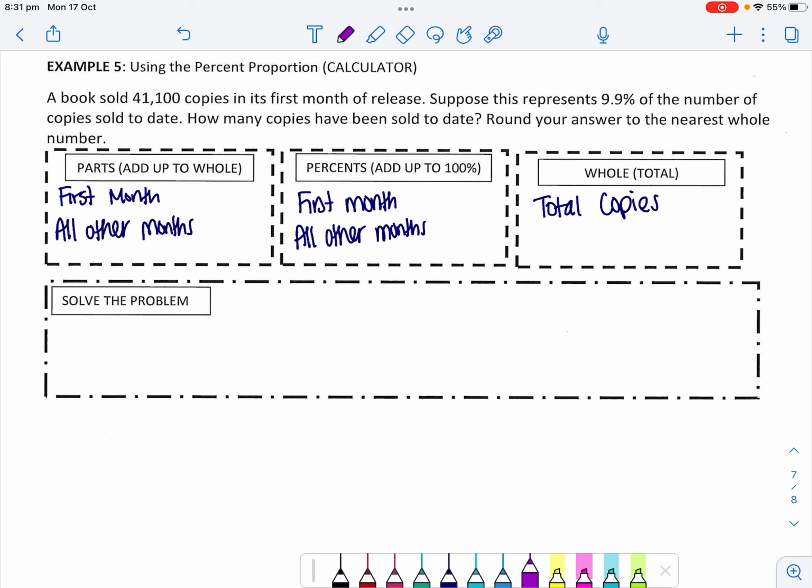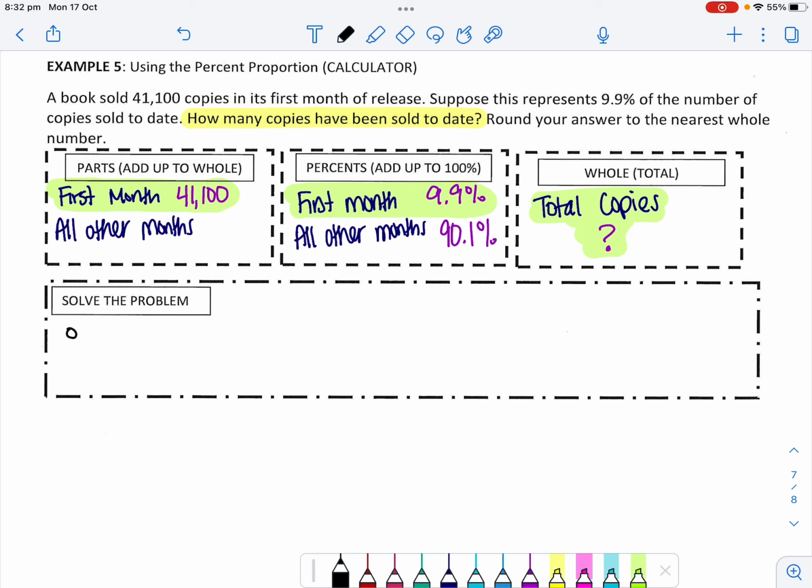So now I'm going to put in my numbers. Again, I've got 41,100 sold in the first month. This is 9.9%. So the rest is going to be 90.1%. So 100 minus 9.9. And then the total copies is going to be my question mark, because I'm looking for how many copies have been sold to date. So that's the total number of copies. I'm going to highlight my question mark first. And then in this one, it's that first month of information that I know.